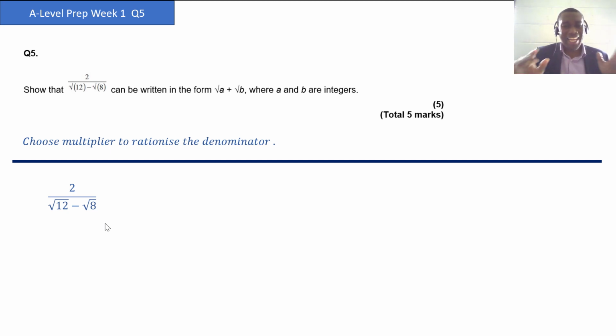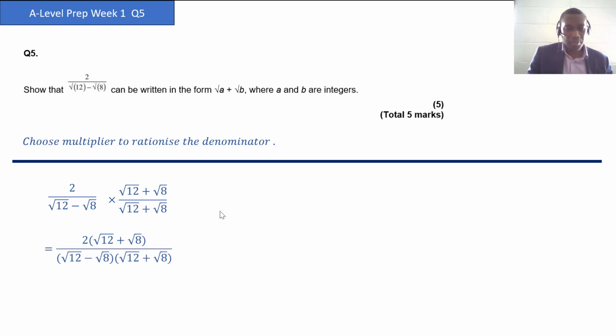And the master plan in this particular context is to use the concept of difference of 2 squares. In other words, if I set my multiplier, all I'm doing is changing the sign, because when we multiply, we're going to have these double brackets. When we do the multiplication, the top is going to be double the root 12 plus root 8. We'll deal with the numerator after. It's the denominator we want to rationalize.